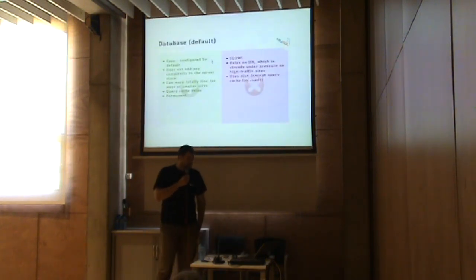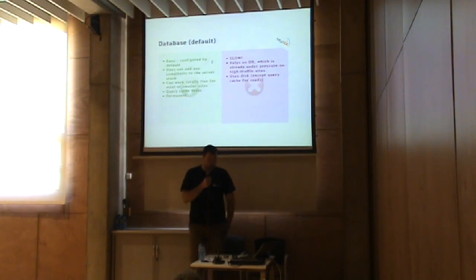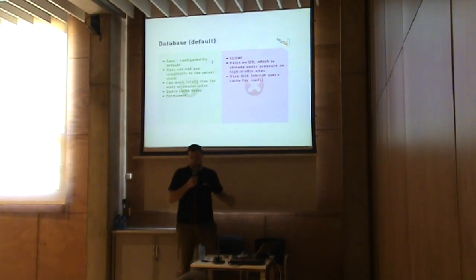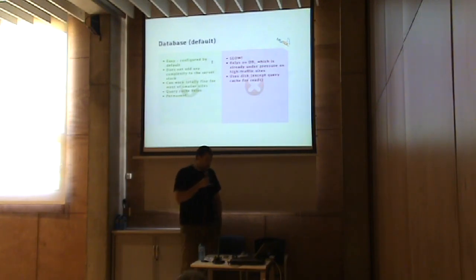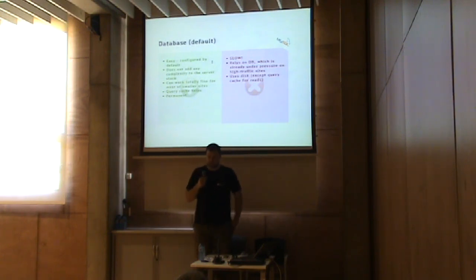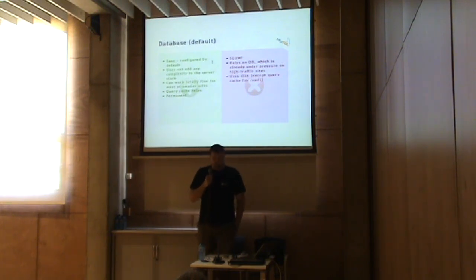As I already mentioned, the default backend which is used for caching in Drupal is the database. These are those tables which I displayed before. It's easy, it's there by default. You don't have any work with it. You don't have to install anything else on the server. It's just there for free. The problem is that it can be slow because it uses MySQL and it uses disk.